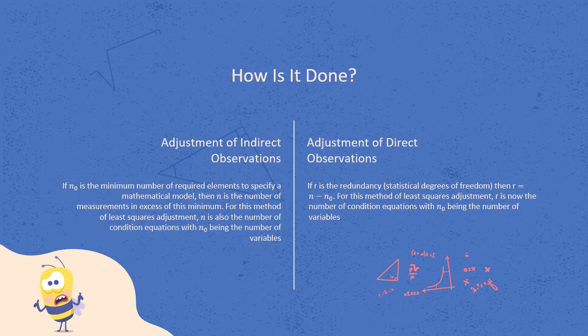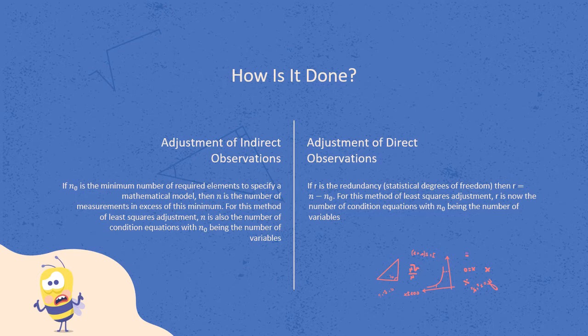Adjustment can be done 2 ways: adjustment of indirect observations and adjustment of direct observations, or observations only. These 2 methods are known as the indirect method and the direct method of adjustment.